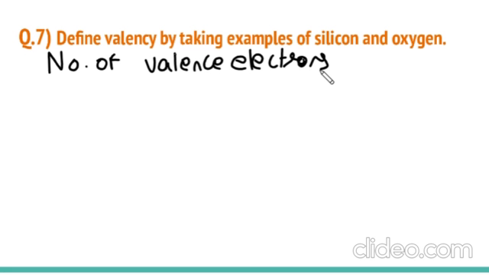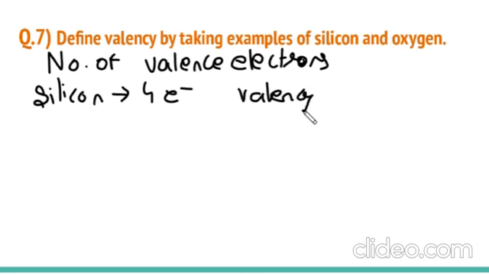Now in the case of silicon, listen carefully. Just write here silicon. In the outermost shell there are 4 electrons. Now if the number of electrons in the outermost shell of the atom is less than or equal to 4, then the valency will also remain 4. So therefore the valency of silicon is 4 only.